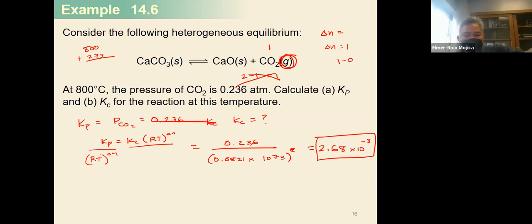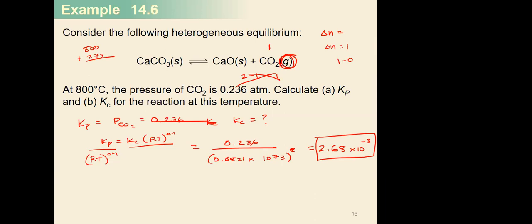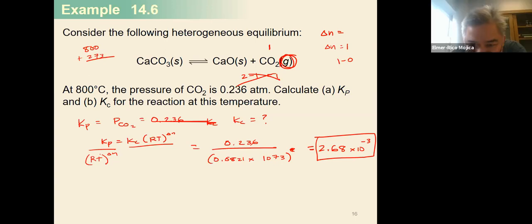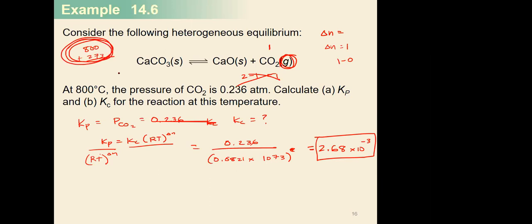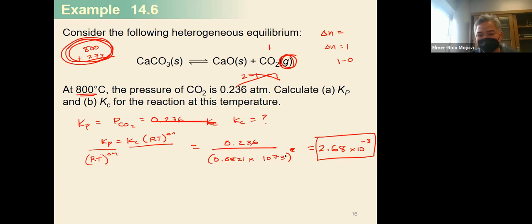So, question. Yes, sure. How do you get 1073? Right there next to 0.0821, you see what I'm writing here. You're given 800 degrees Celsius, and you want to convert it to Kelvin. So 800 plus 273. That answers your question? Okay.